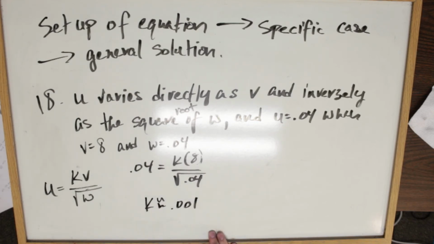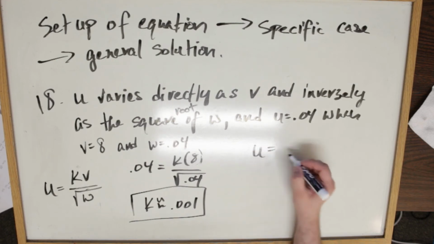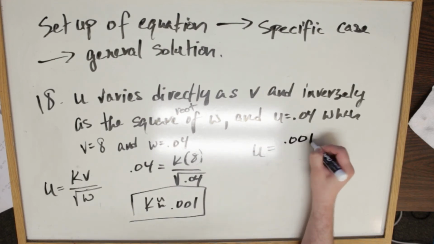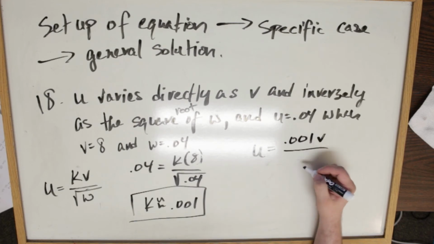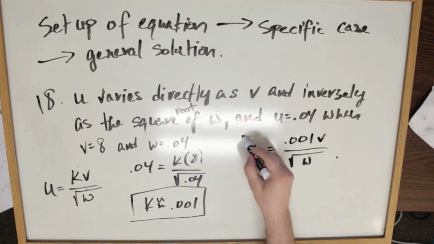So if this is our specific situation, that's going to help us find our variation constant, or the constant of variation, or the constant of proportionality, is the other way of saying it. So we can sub that back into the original, and that would be our final answer, 0.001 v all over square root of w. Okay. So this right here could be our final answer.